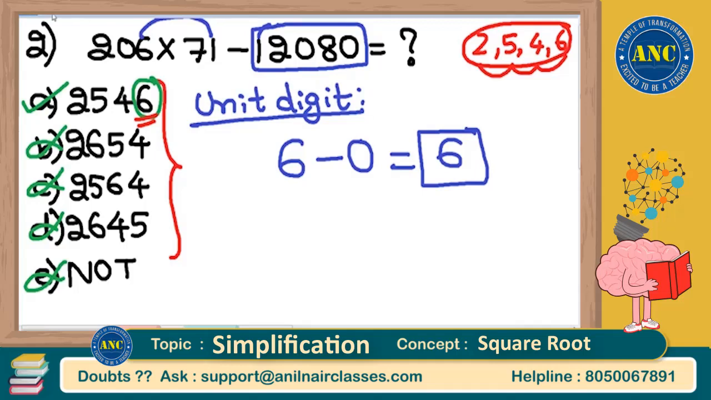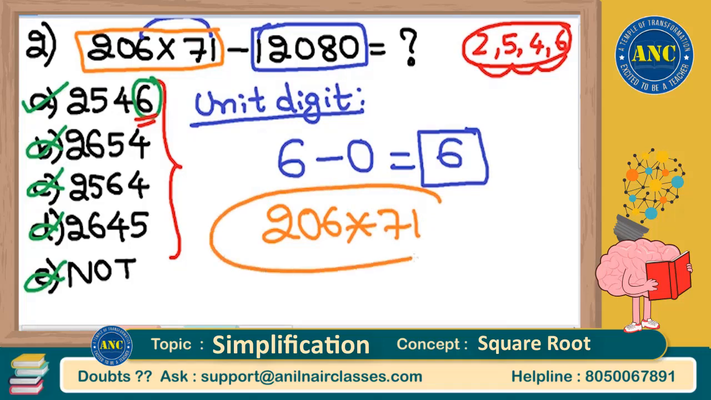In fact, worst case scenario, I taught you yesterday how to multiply these two numbers in a faster way. How to multiply 206 into 71 within 4 to 5 seconds, I taught you yesterday. Find that value, subtract it from 12080 and you will get the answer. Worst case.